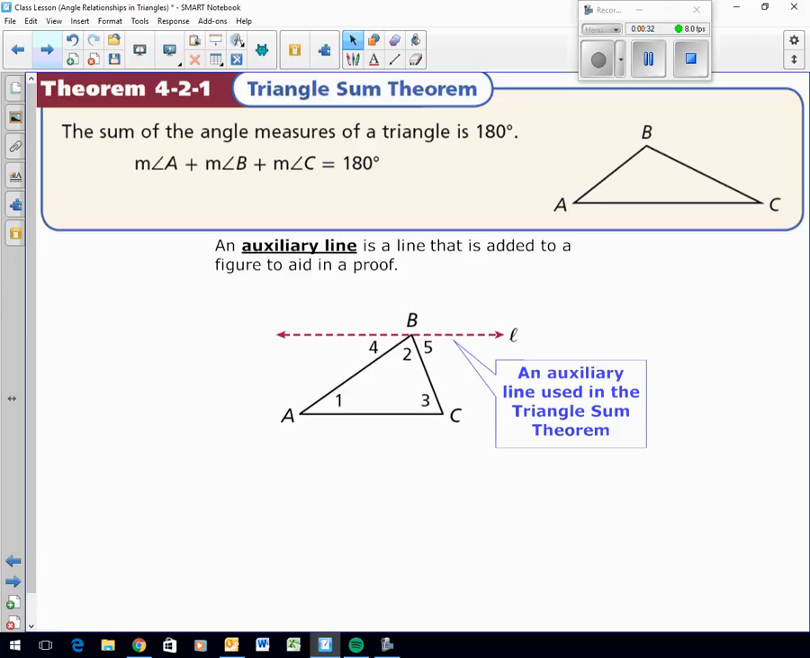All right, triangle sum theorem. The sum of the angle measures of a triangle is 180 degrees. Measure of angle A plus measure of angle B plus measure of angle C equals 180 degrees. You should already have that in your notes, I would hope. You do not have to write down auxiliary line. Just know what it is, okay?